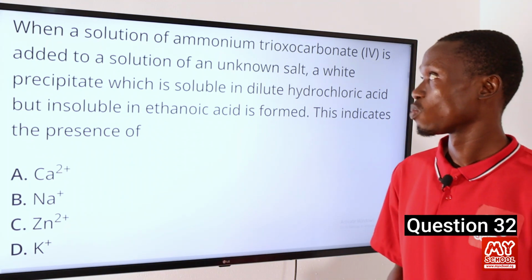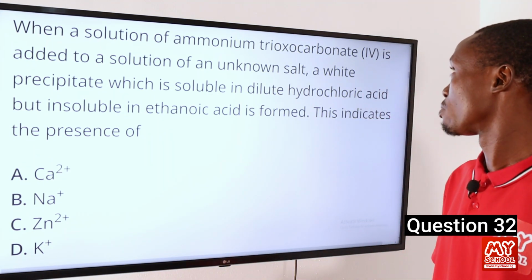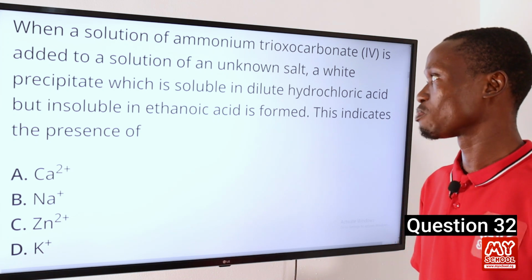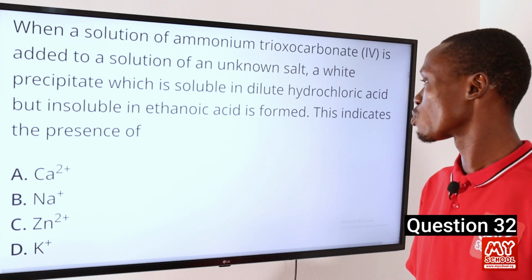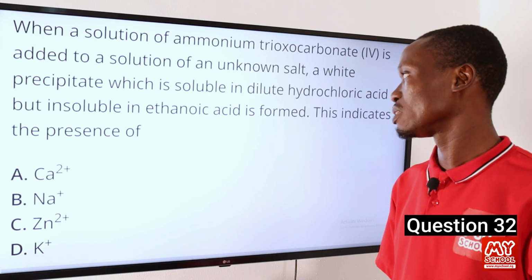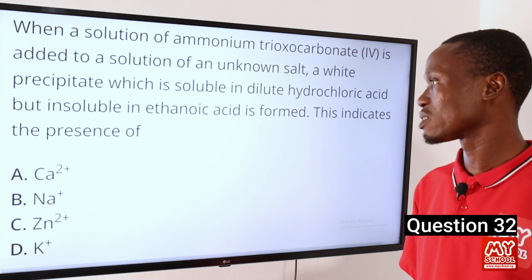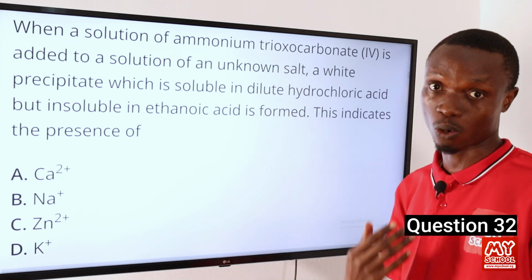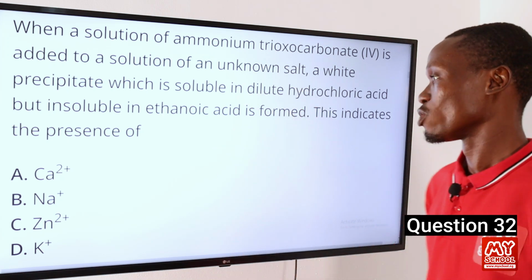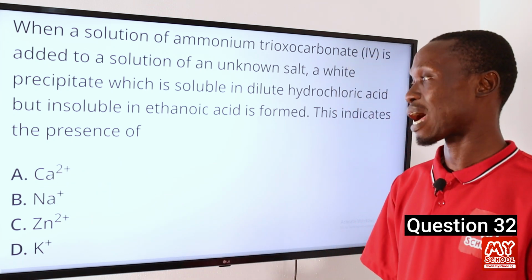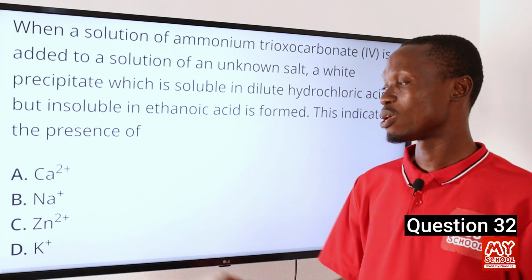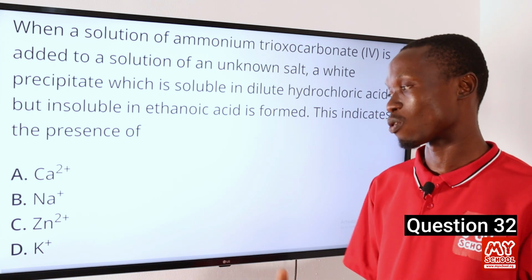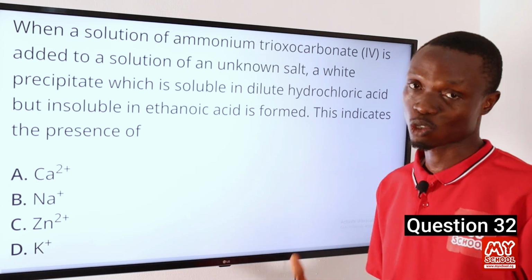Question 32. When a solution of ammonium trioxocarbonate 4 is added to a solution of an unknown salt, a white precipitate which is soluble in dilute hydrochloric acid but insoluble in ethanoic acid is formed. This indicates the presence of dash. This question is about the test for ions, qualitative analysis. Option A, we have calcium ion. Option B, we have sodium ion. Option C, we have zinc ion. And option D, we have calcium ion.